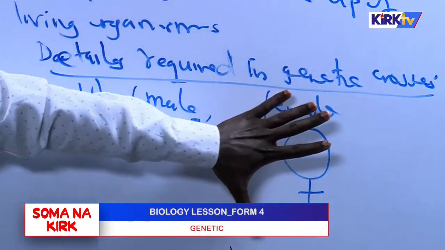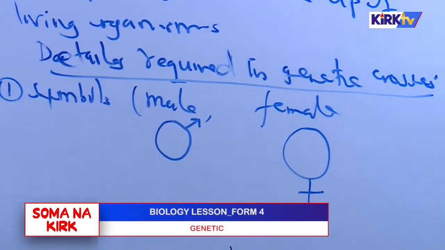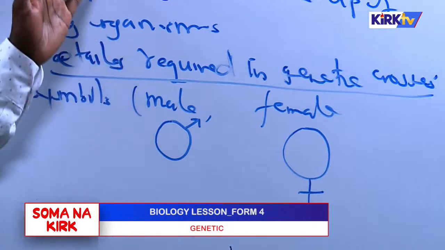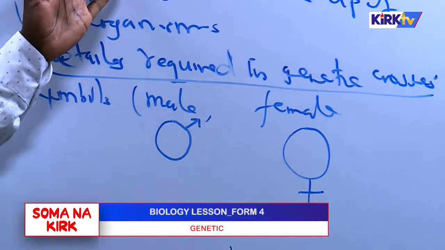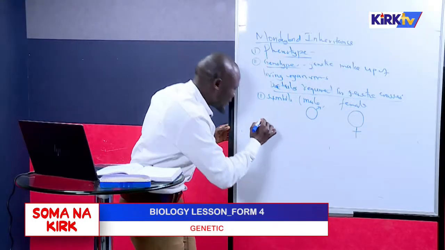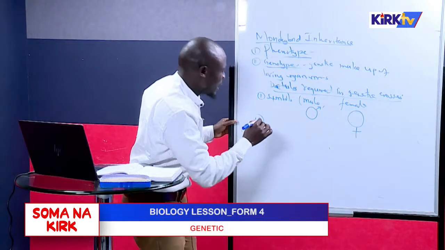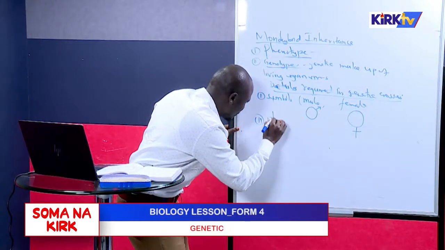So those are the things that you all need to have when we're doing the genetic crosses. Apart from that, we also have to have something to do with the phenotype. We must ensure that the phenotype is included.